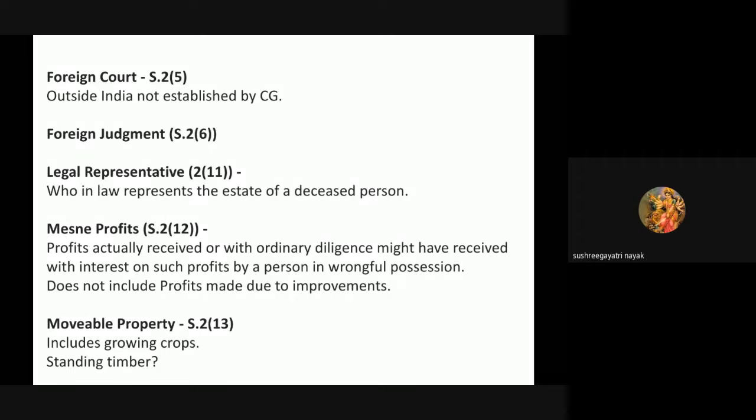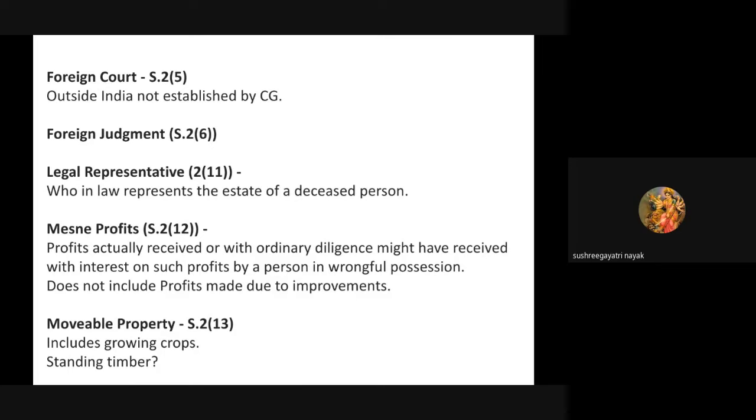The definition of movable property has been given again, and that is not an exhaustive definition. It just says that it includes growing crops. That much it says. But the question comes whether standing timber, because it says growing crops, so if a tree is standing, whether that will be a movable property. This question, again, my habit of asking questions to you, please answer yourself at the end of the session.